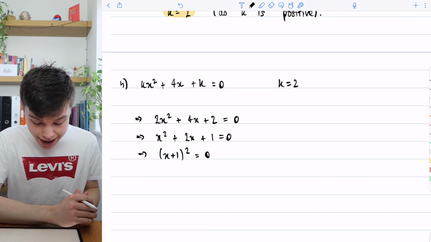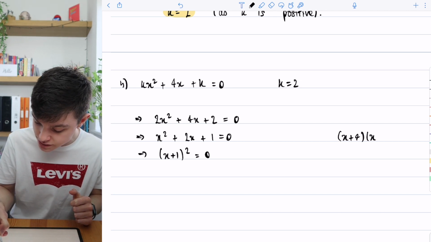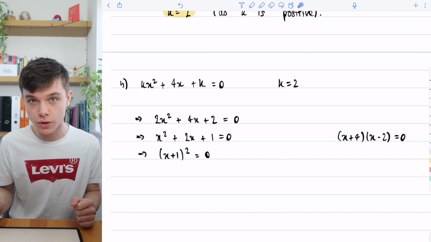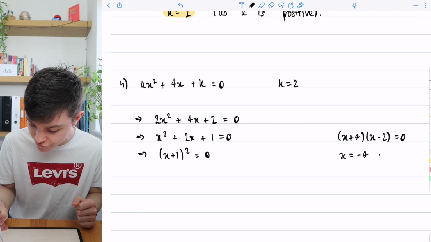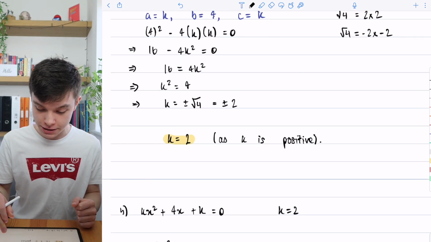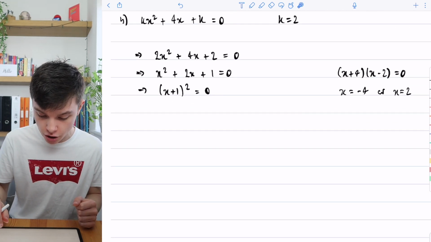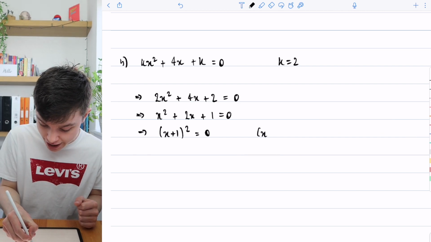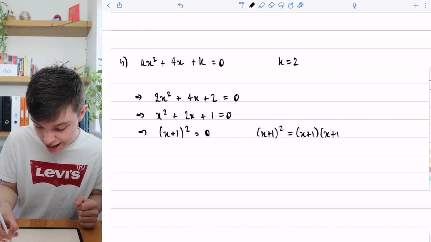Now, that is as expected, because if that was how our quadratic factorised, okay, obviously not that quadratic, it would have been a different quadratic, but if we arrived at something like this, that tells me that x is either minus 4 or x is 2. So that tells me there's 2 points of intersection. But we don't want 2 points of intersection, we want exactly 1 point. So we know we're going to have 2 brackets that are the same, because remember, x plus 1 squared basically means x plus 1 multiplied by itself, okay?